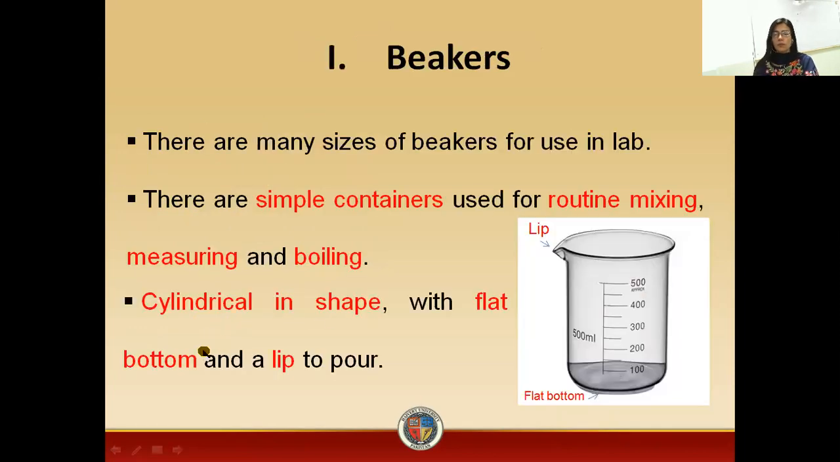Now first we are going to discuss beakers. Beakers are the simple containers which are used for routine mixing, measuring, and boiling. These are cylindrical in shape with flat bottom and a lip to pour.